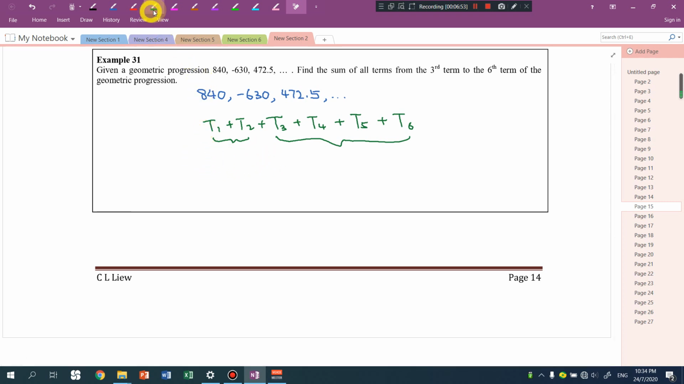Let me do it separately. Same thing, I need to determine the value of a first. The value of a is 840. The value of r, take this one divided by this.